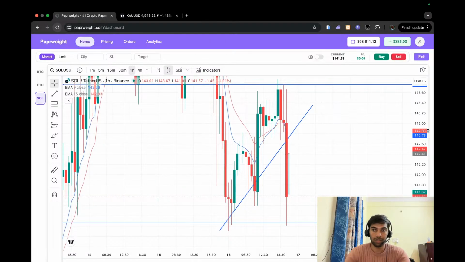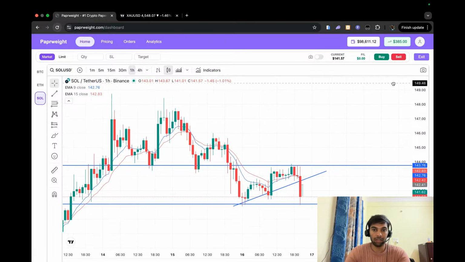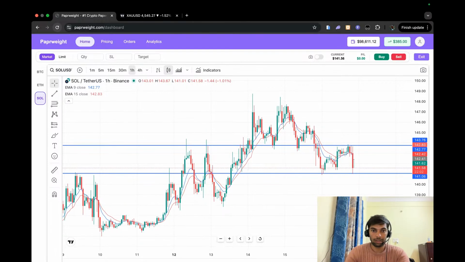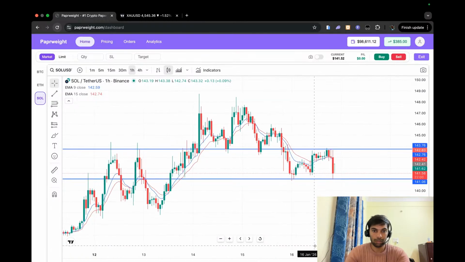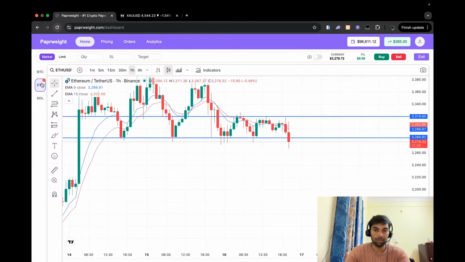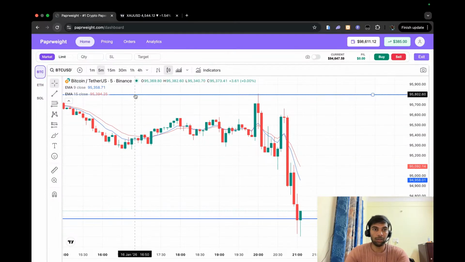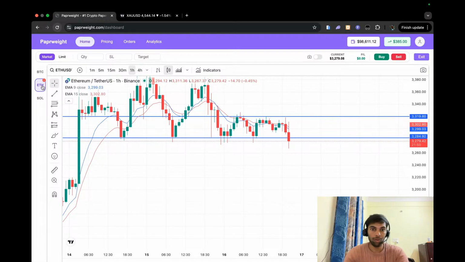Solana at 1 hour interval is still in a choppy range. Although this is a trend line breakout, and we captured it very beautifully. So Solana is a bit tricky now, but Ethereum and BTC are the ones who are going to pay you.